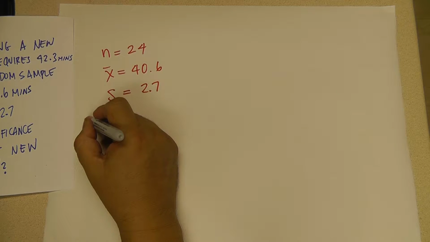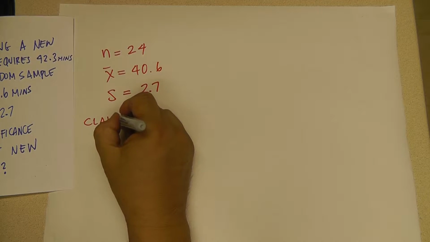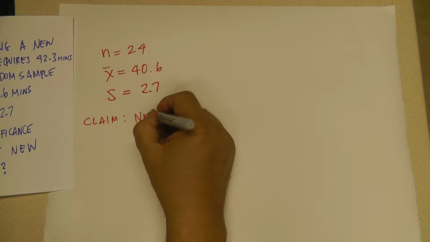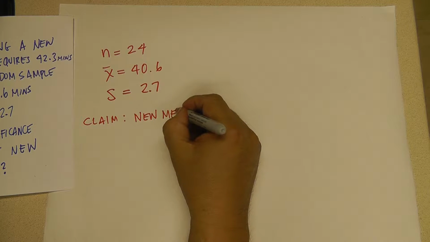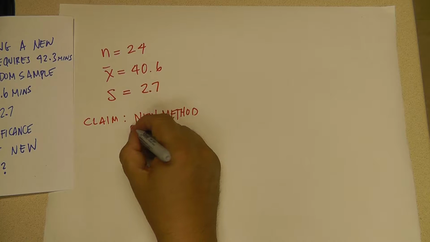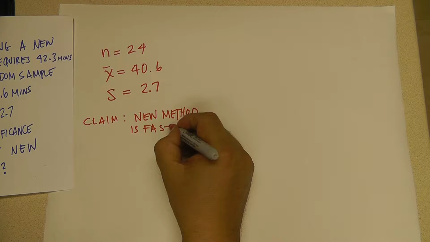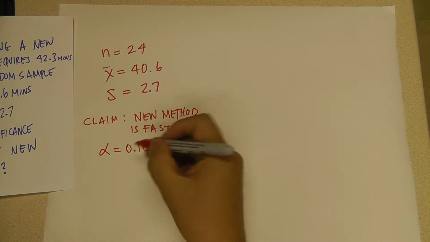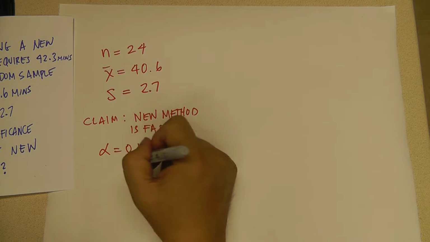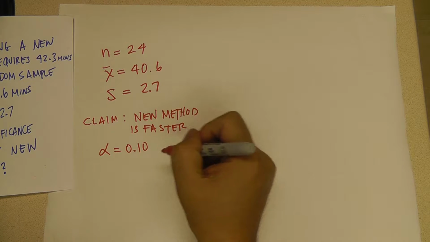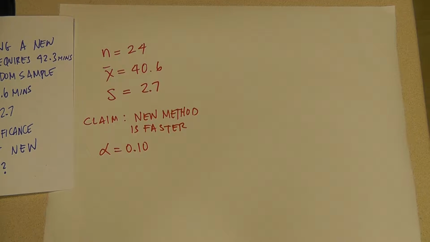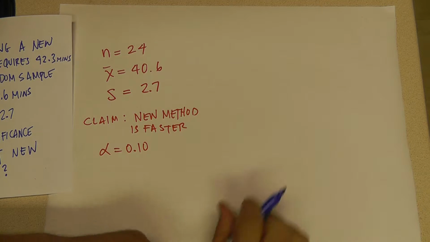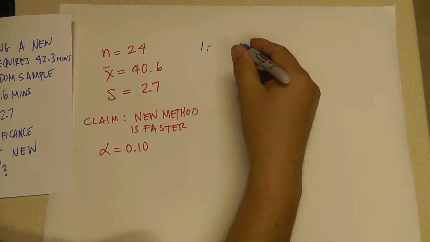The claim is basically that the new method is faster, right? So the new method is faster. And we are testing this hypothesis using an alpha of 0.10, basically 10%. This is typically called the significance level. Just like in any other hypothesis testing, we are going to do this in 3 steps. Now, the first step will be to write the hypothesis.